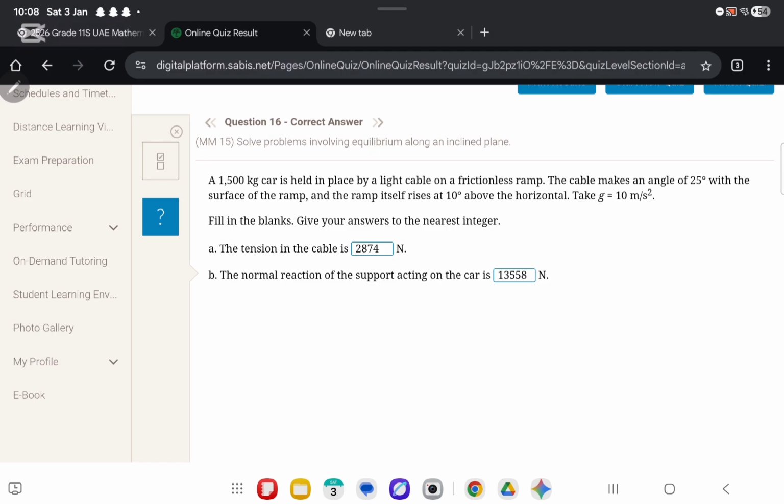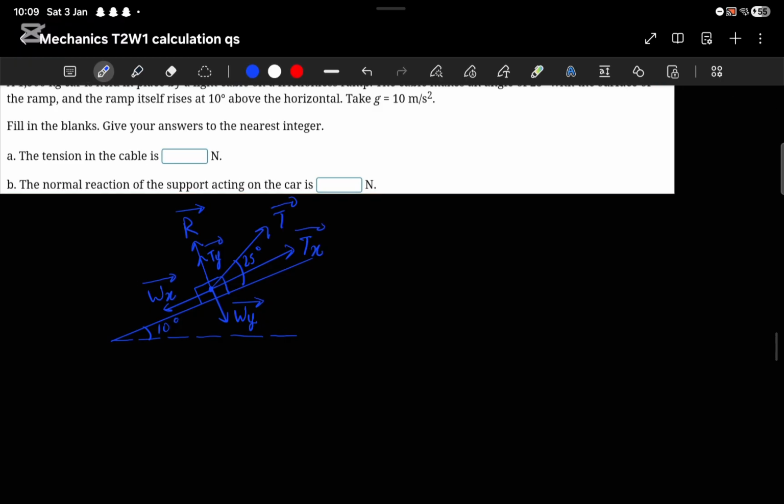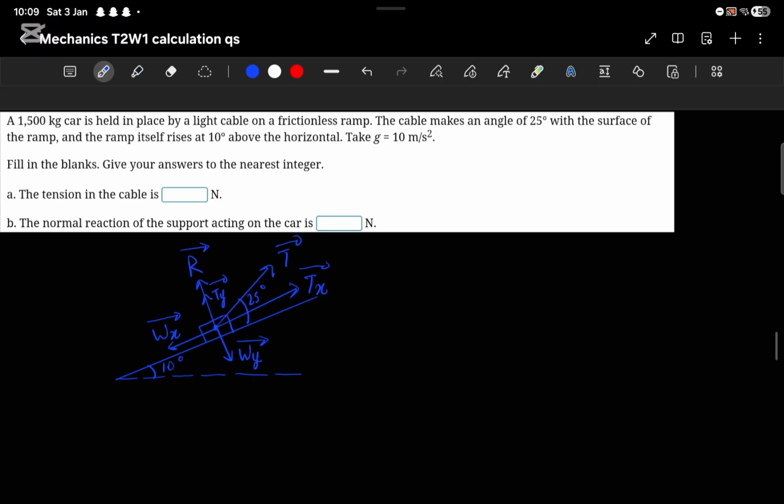Okay, so let me draw this because this is best explained in a figure. This is my amazing figure. Doesn't look very clear. Honestly, if you showed me this, I would not tell you what's going on. But it explains the question. So, a 1500 kg car is held in place by a light cable on a frictionless ramp. The cable makes an angle of 25 degrees with the surface of the ramp, and the ramp itself rises 10 degrees above the horizontal. Take g as 10 meters per second squared.